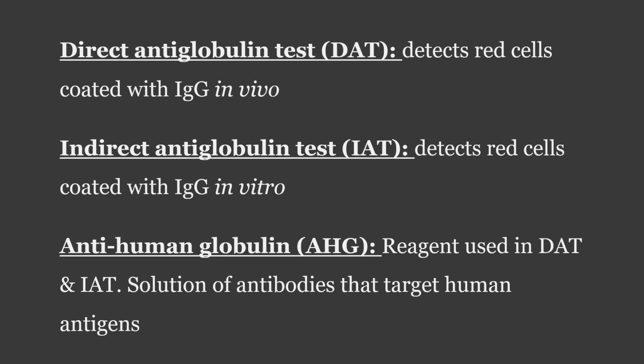So today we are talking about the DAT and IAT. Both of these tests use a reagent called anti-human globulin, or AHG, to detect IgG-coated red cells. The DAT detects red cells that were coated with antibody in vivo, and the IAT detects red cells that were coated with antibody in vitro. AHG is a solution of antibodies directed against human antigens, which is why it's called anti-human globulin. Different types of AHG are used at different stages and with various modifications of the DAT and IAT.